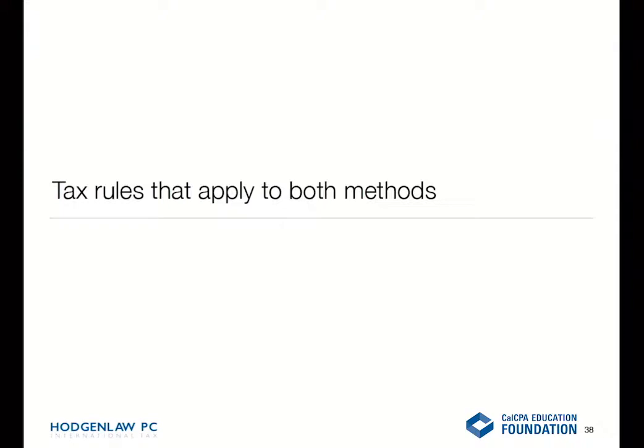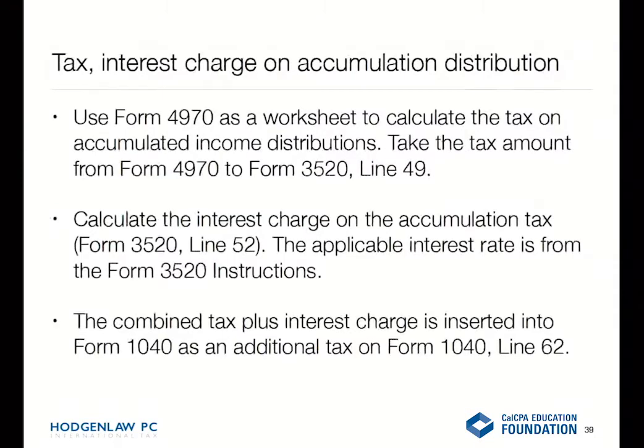So there are some tax rules that apply to both methods, and that is the tax and interest charge on accumulation distribution. But like I said, if you're operating under the actual method, if you have accumulated income in the trust, you're still going to have an accumulation distribution. It's just not quite as bad as when you're operating under the default rules, because the default rules take the whole thing and allocate much more of it to the accumulation distribution.